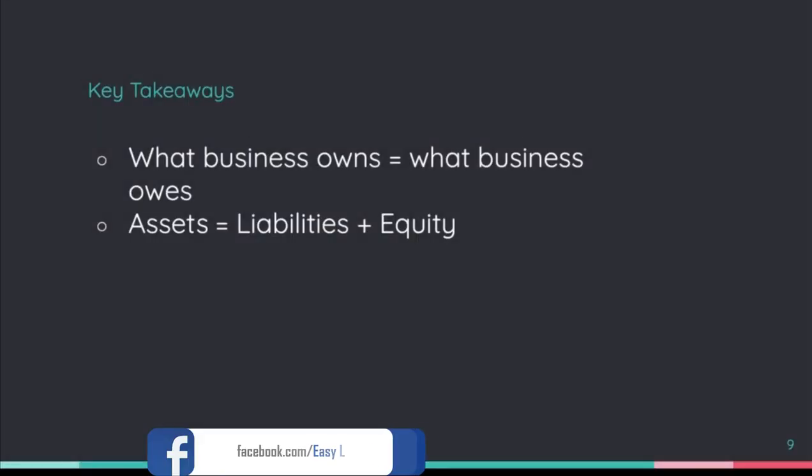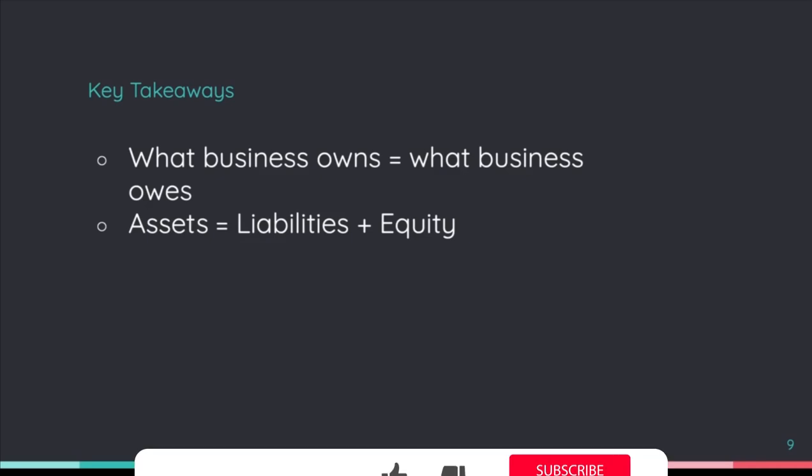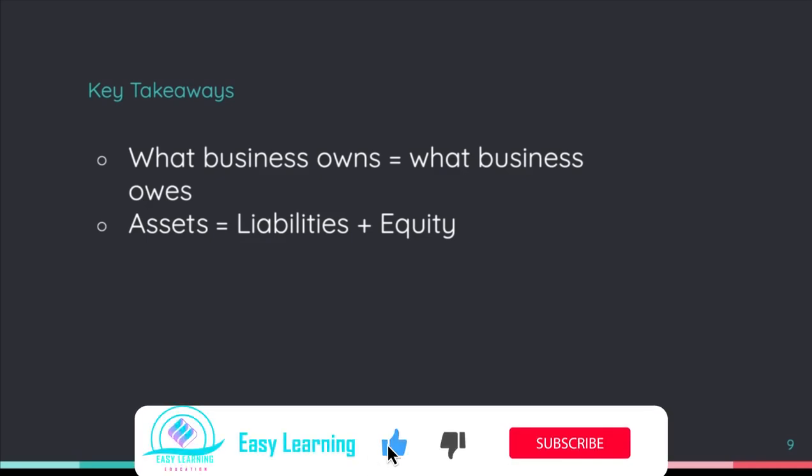So to end off this video, let's go over the key takeaways. So first, it's important to understand what the business owns is always equal to what the business owes, whether it's to the owners or the creditors. And of course, the accounting equation is simply just assets equal liabilities plus equity.